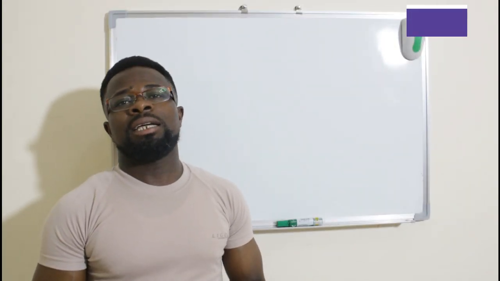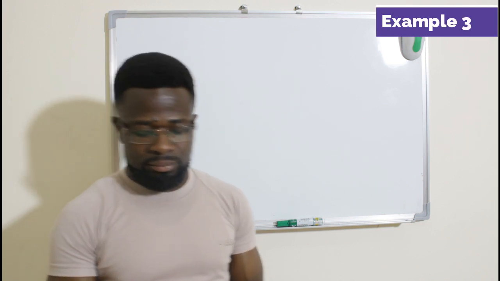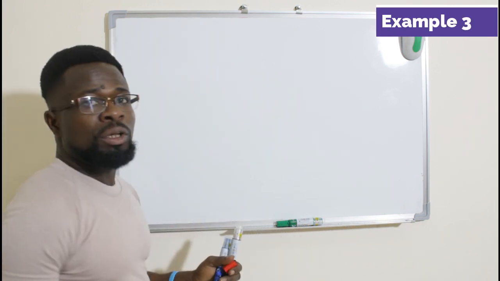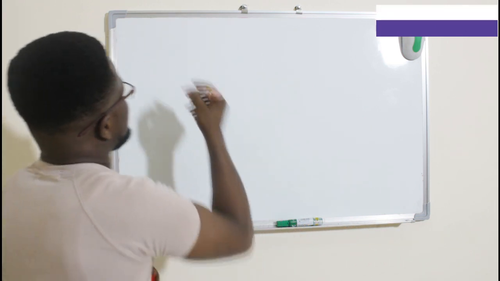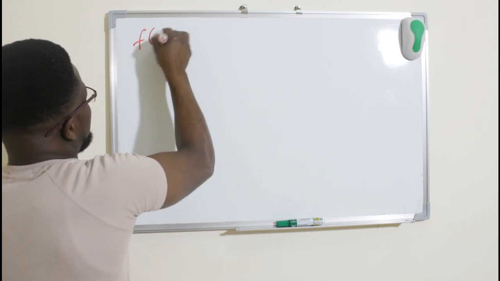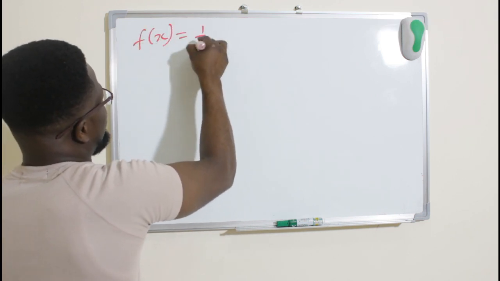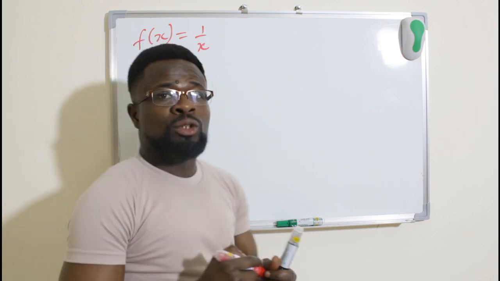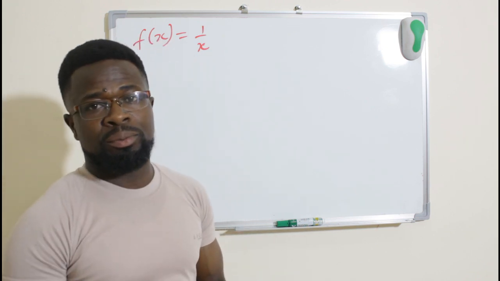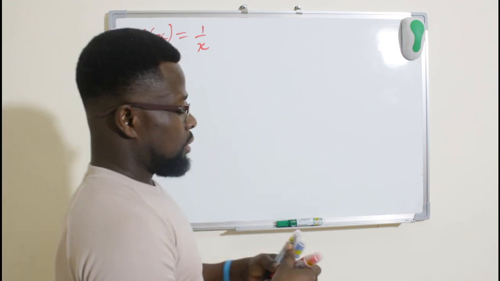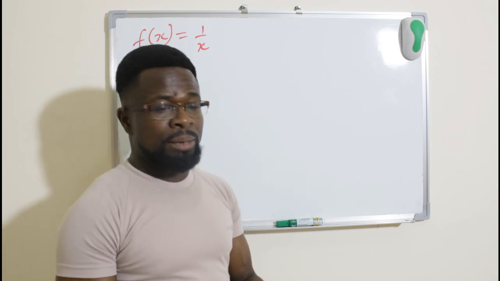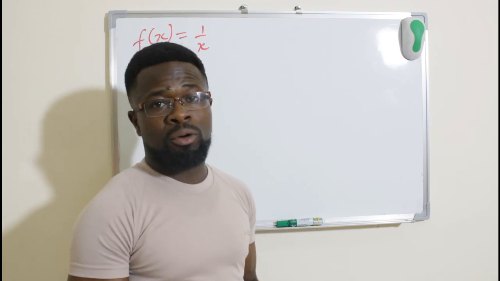Okay, let's look at example number 3. This time around we want to look at a fraction. Let's say we are given f of x equals 1 over x, and we are told to solve this by the first principle. What do we do? Straight away we still have to apply the same rule that we use in solving the other problems.